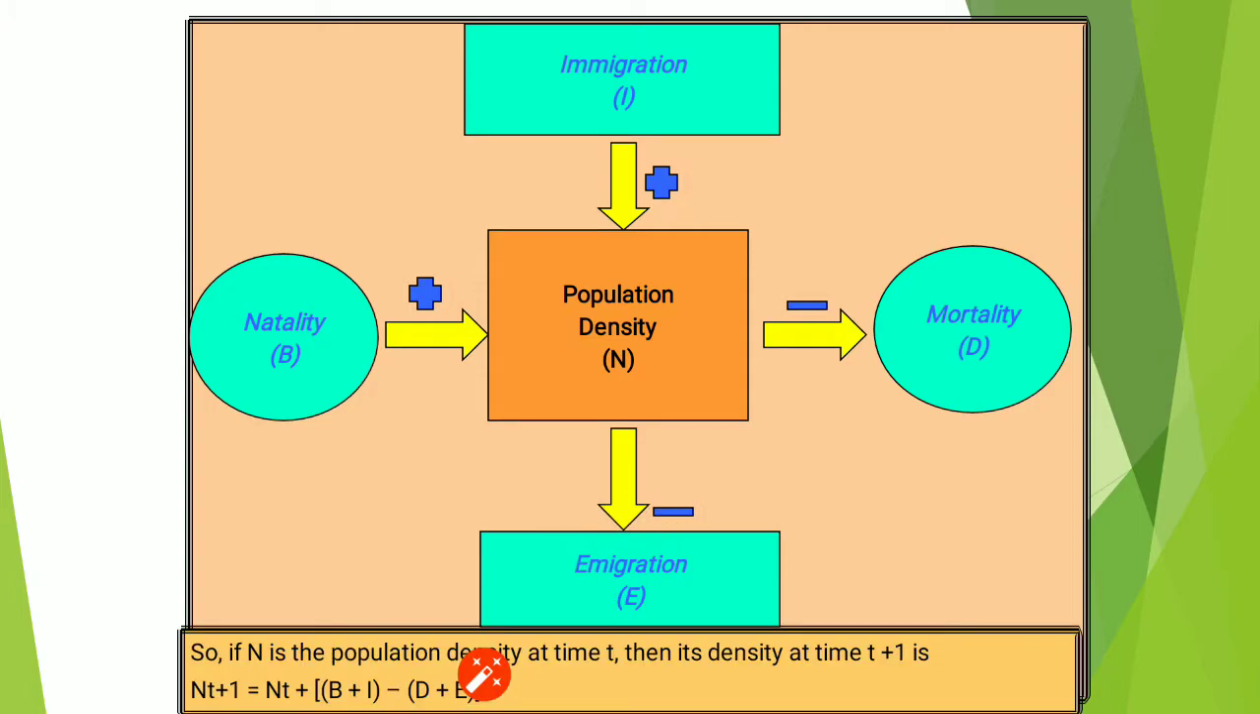So, if N is the population density at time t, then its density at t plus 1 is N t plus 1 equals N t plus B plus I, that is the birth rate and immigration, minus D plus E, that is death rate and emigration. So we can find out the population density by using this formula.